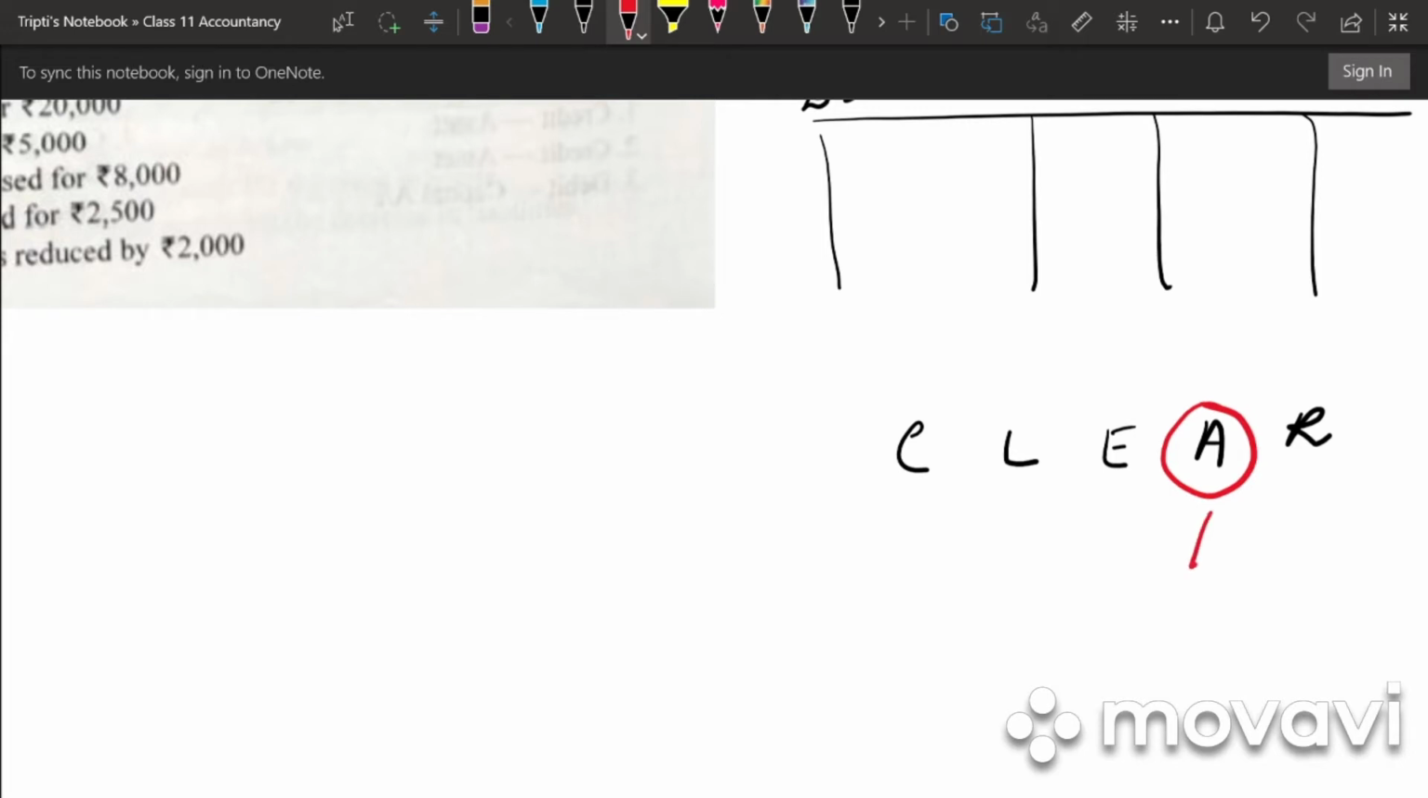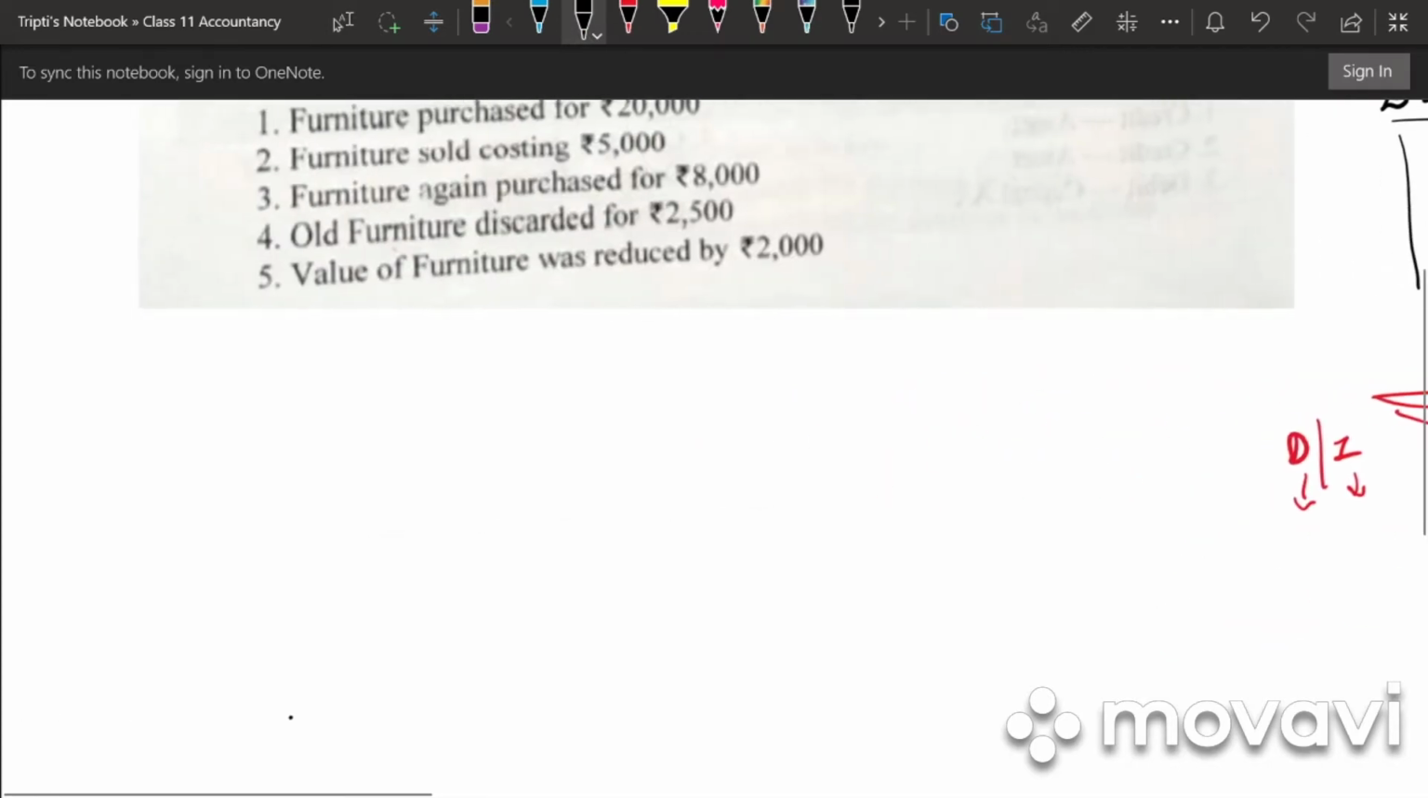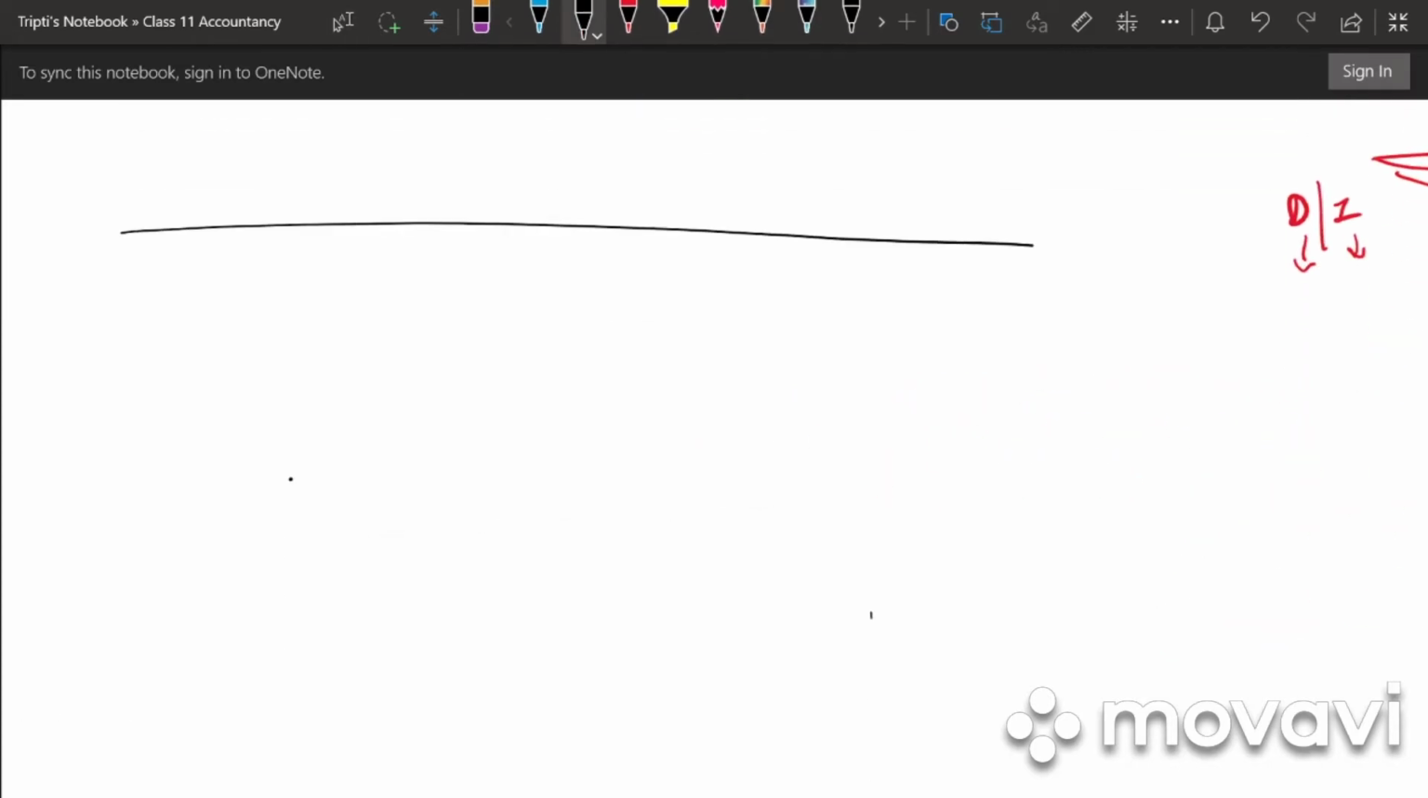So what is the rule for asset and expense? Increase will be on the debit side, decrease will be on the credit side. And capital, liability and revenue, it is the opposite. That is decrease will be on the debit side and increase will be on the credit side. So first we need to prepare our furniture account.